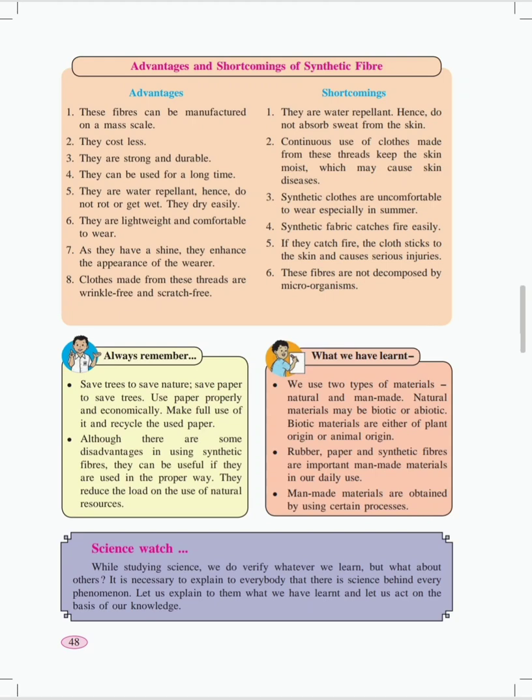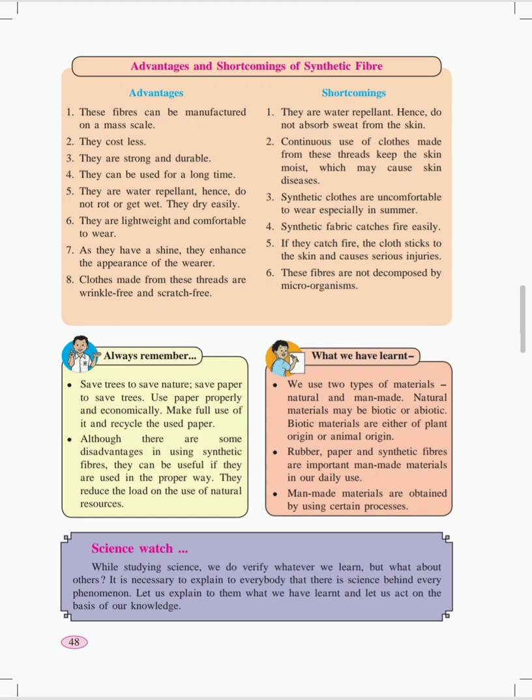As they have a shine, they enhance the appearance of the wearer. It looks good for a person who wears the synthetic fiber cloth. Clothes made from this thread are wrinkle free and scratch free. So they are stable cloths. They do not have any wrinkle formation on them. Shortcomings are they are water repellent, hence do not absorb sweat from the skin.